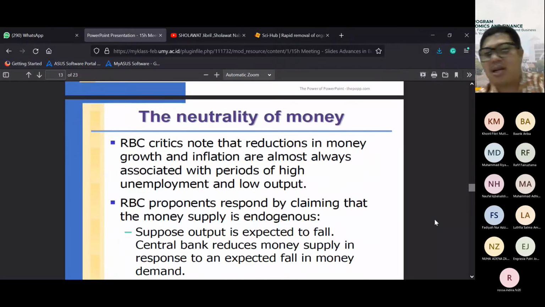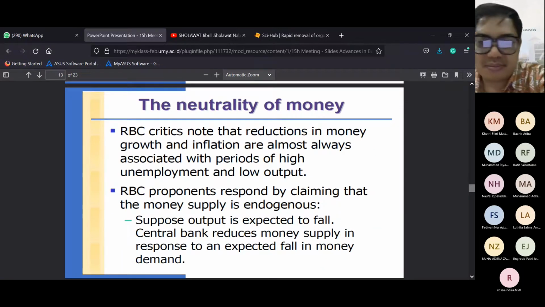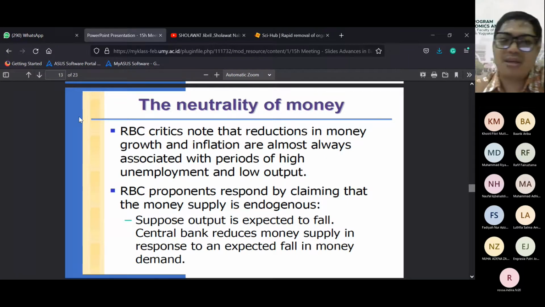And in terms of neutrality of money, I'd like to ask Brother Naufal. Could you please read, Brother Naufal, the neutrality of money?